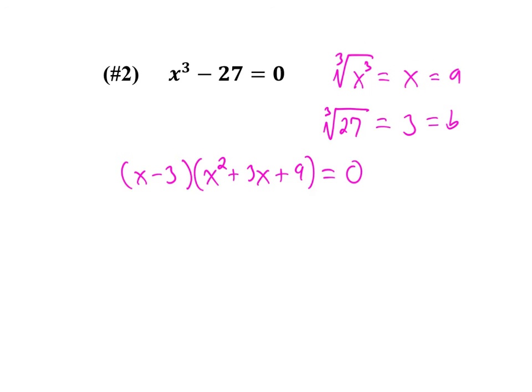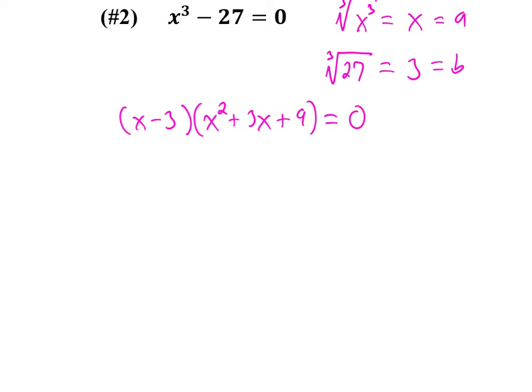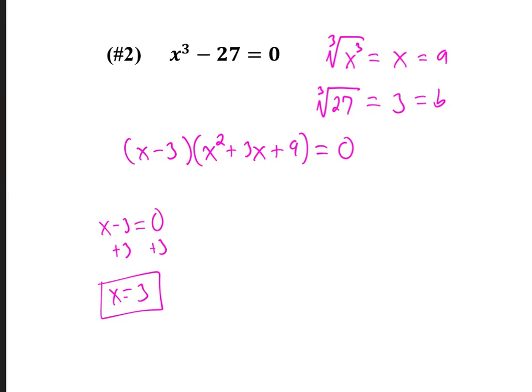Okay, so we can solve the first part, which is x minus 3 equals 0. We can add 3 to both sides. x equals 3 is one of our solutions. And then for this one, we try to factor it. So we can do the smiley face method. Well, perfect square trinomial would almost work, except it needs to be double 3 times x, which would be 6x in the middle. So it's not a perfect square trinomial. It's not smiley face. We can't find factors of 9 that are going to add to 3.